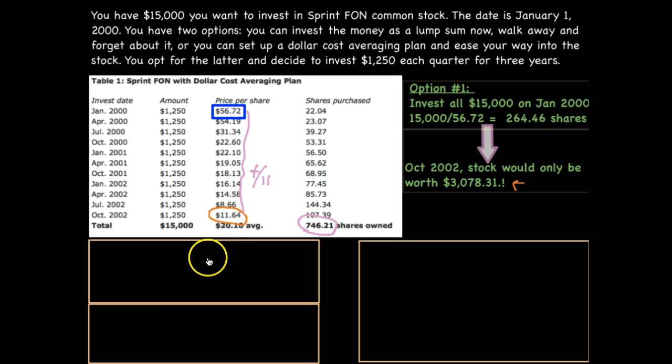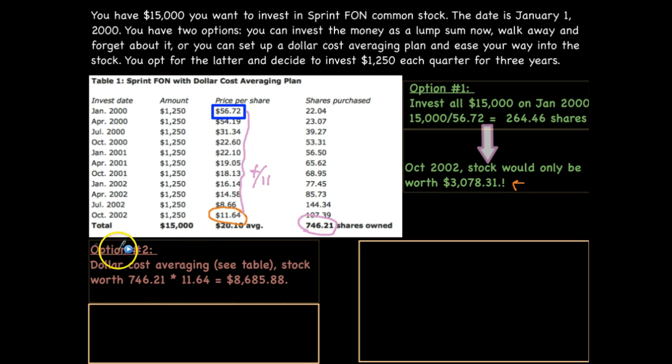So let's look at our profit. Here's option 2. Our stock is going to be worth the 746.21 shares we own times the price on that day. So it's still the price on that day if we were to sell. The difference is we have a lot more shares perhaps. So we would get $8,685.88. It's still a loss compared to the $15,000, but not nearly as big a loss as if we had paid $56.72 for all our shares initially. So it helped to mitigate some of that loss.